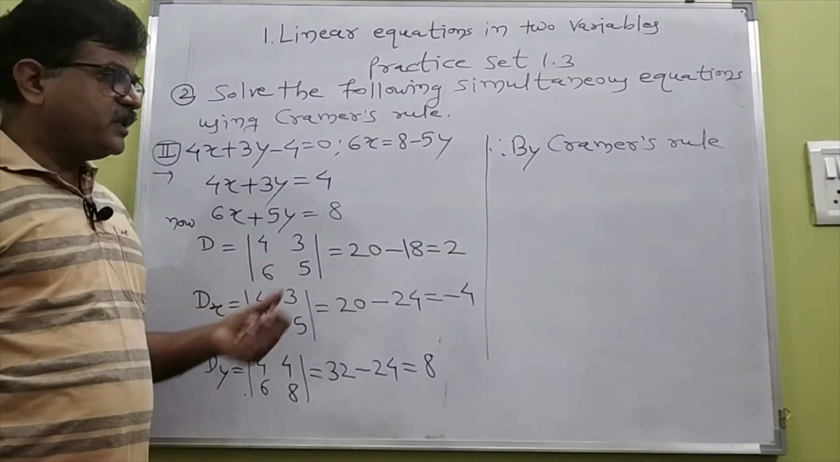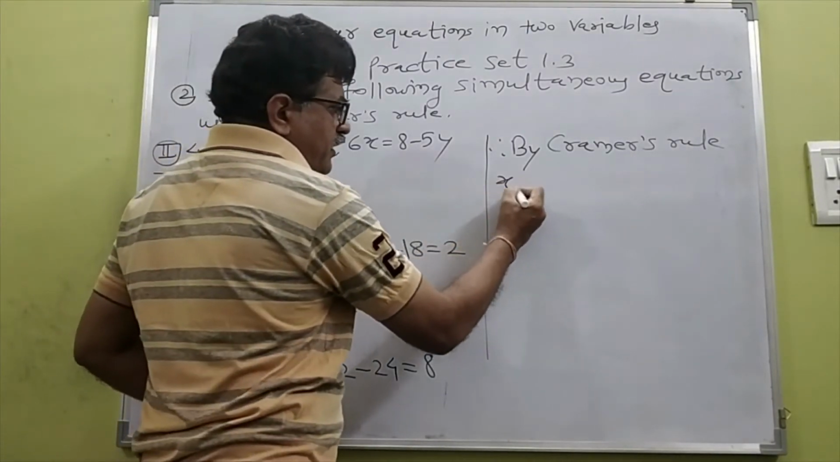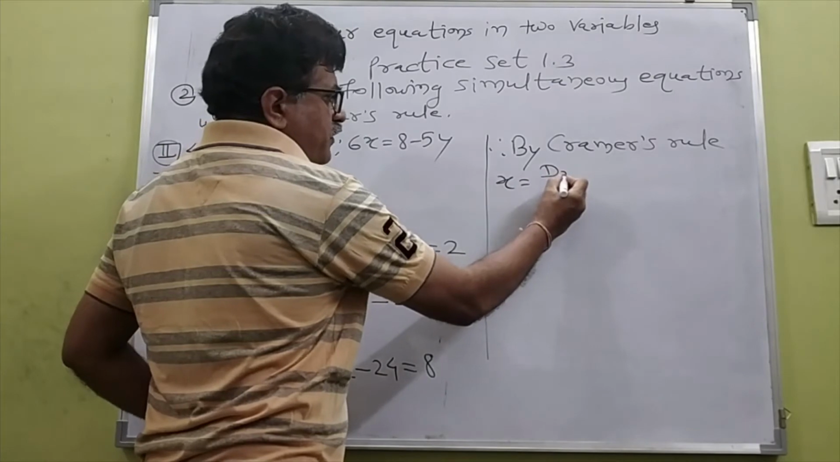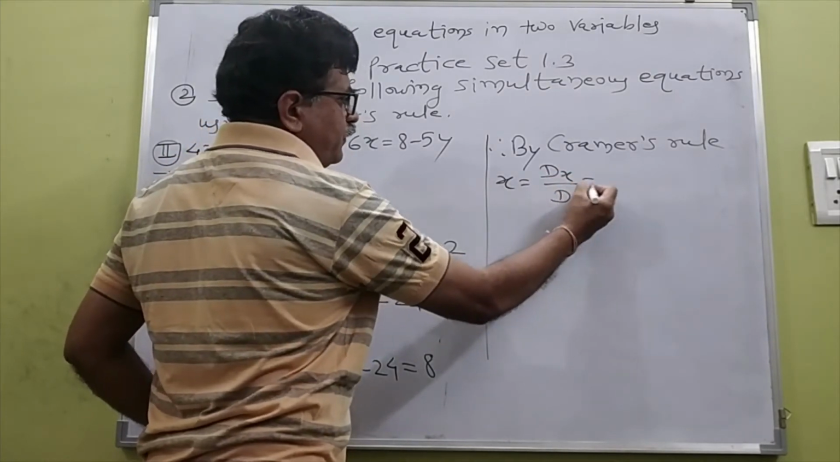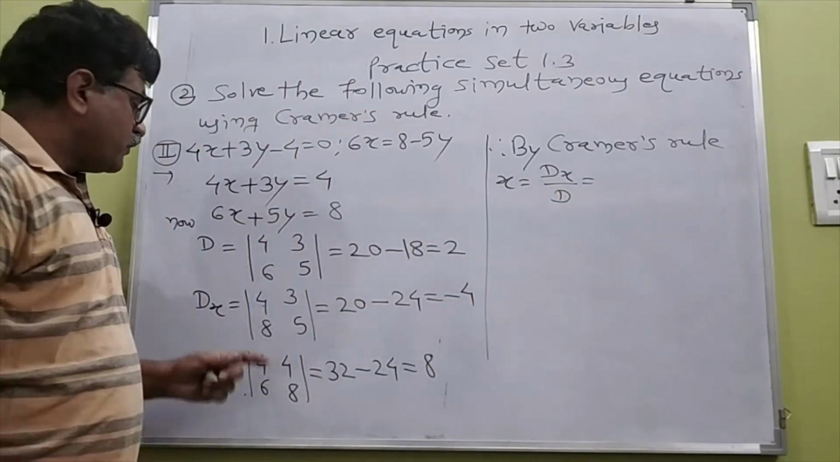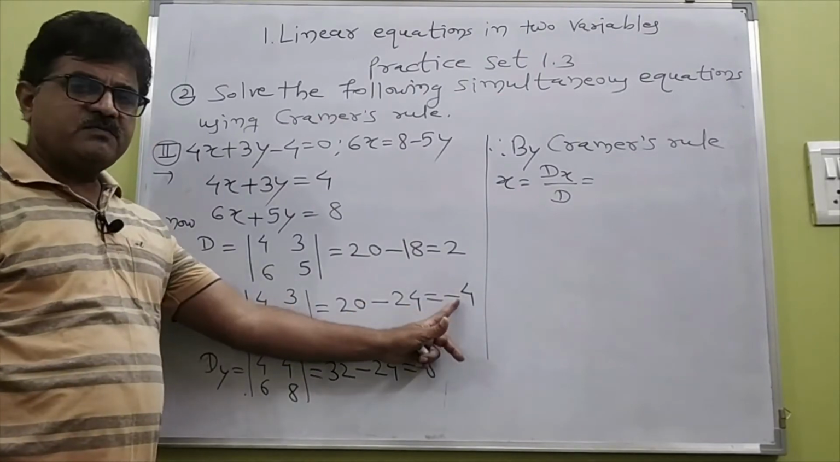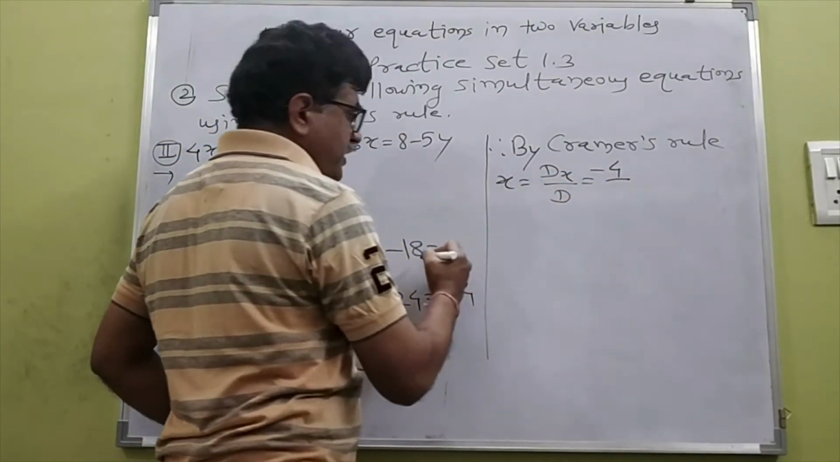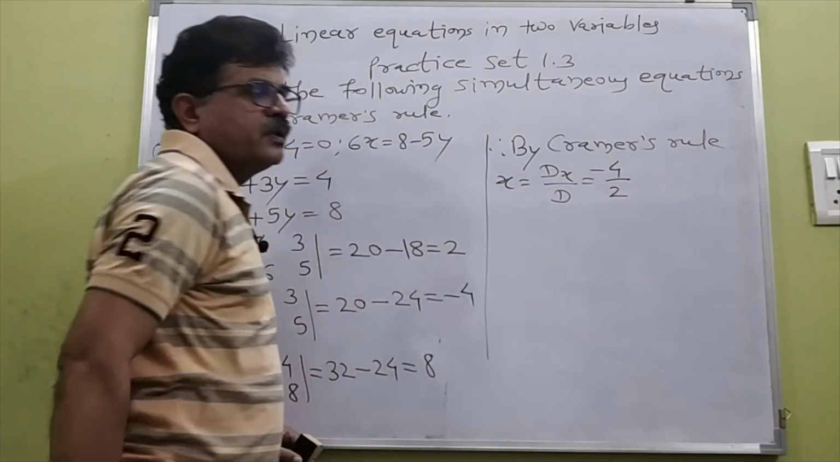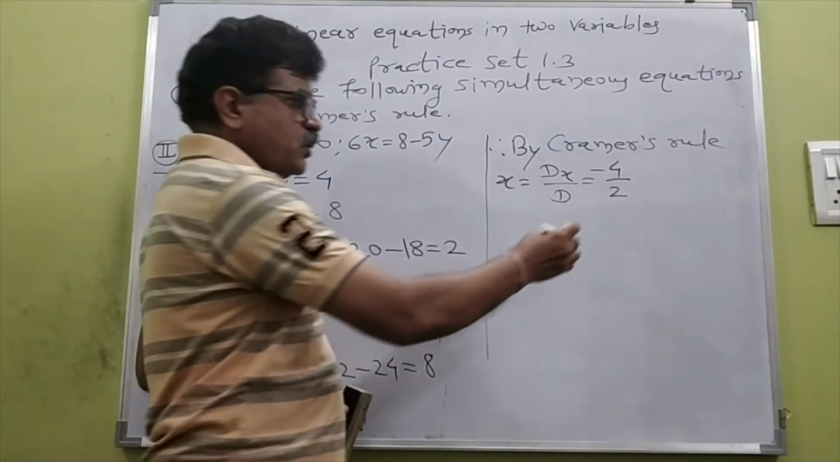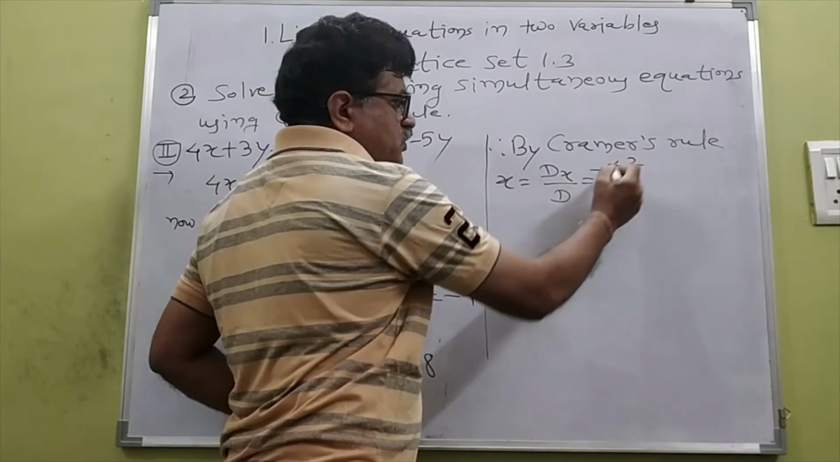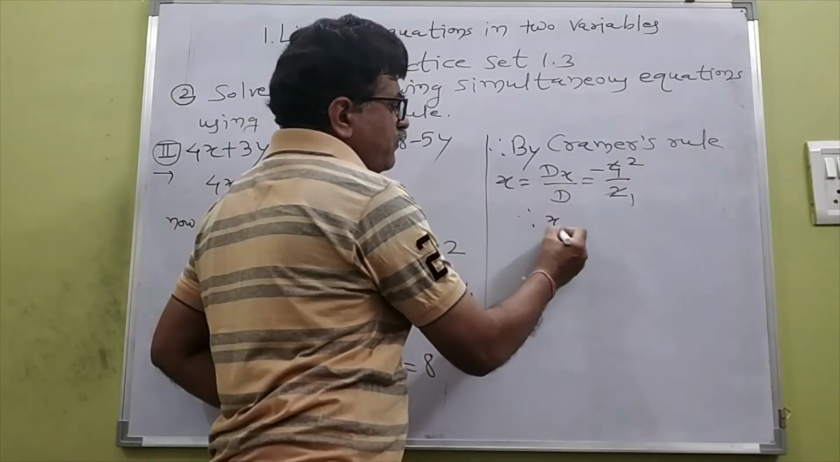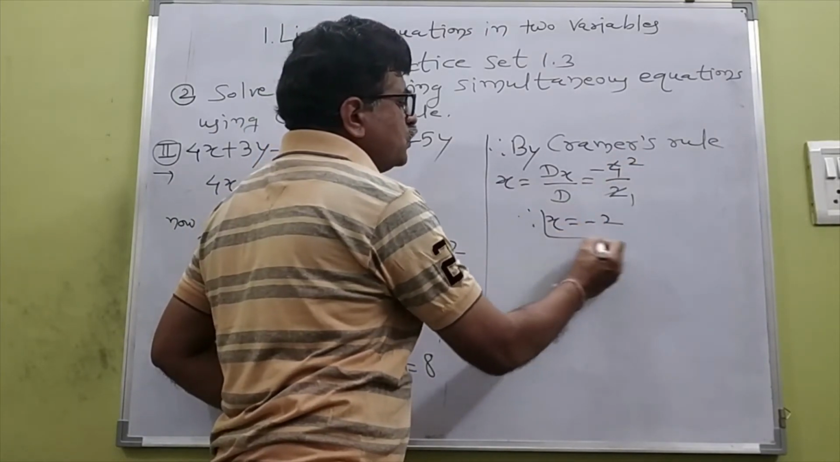now find the value of x. X is equal to, formula is dx upon d. Now put value of dx. Dx is minus 4. Minus 4 upon d is 2. Now dividing by 2, minus 2. Therefore, value of x is minus 2.